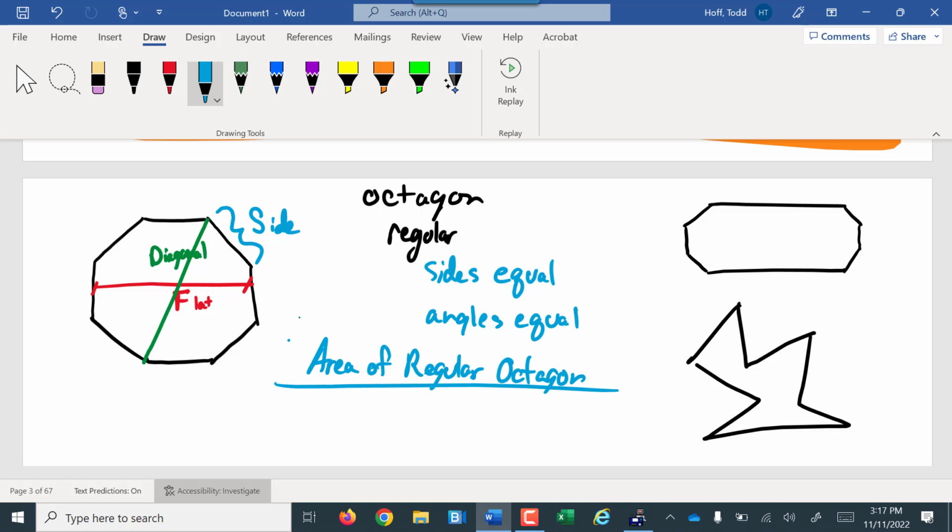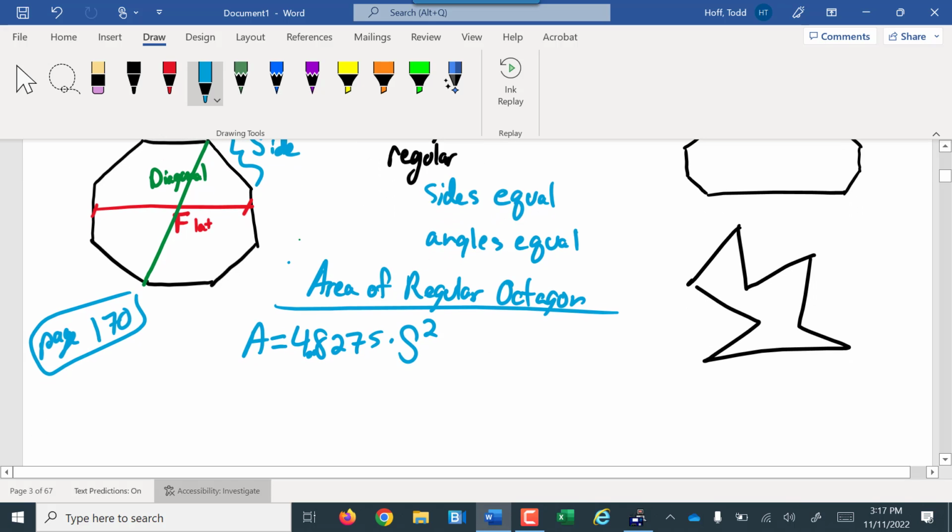So anyway, the area of a regular octagon, if I have the side, the area is equal to 4.8275 times the length of the side squared. Now this formula is in the packet I gave you, the big area and volumes packet. It's on page 170 or 169 in that packet. So if you don't want to write them down, you don't have to.